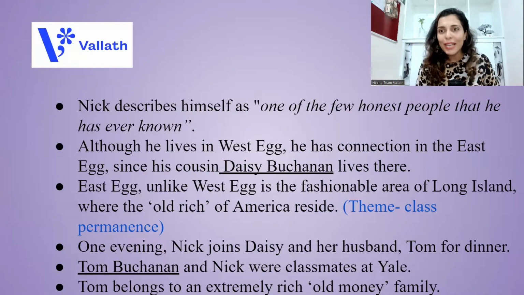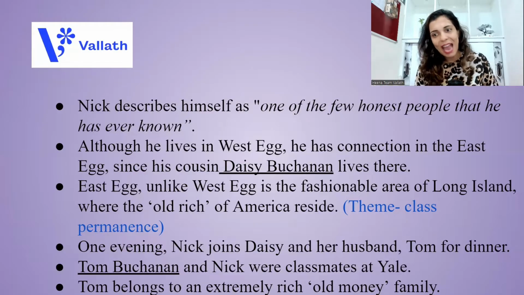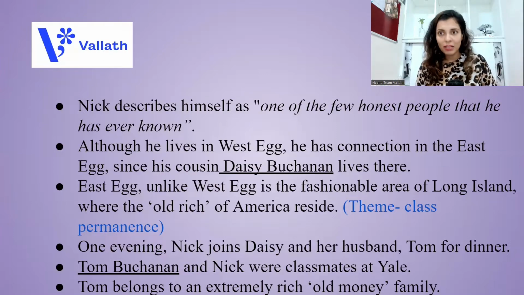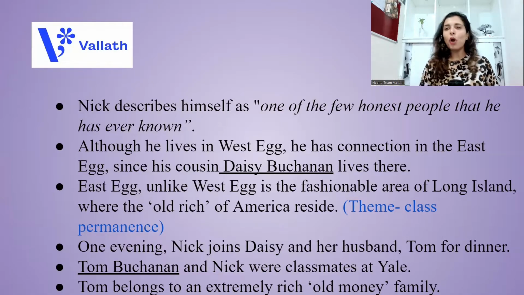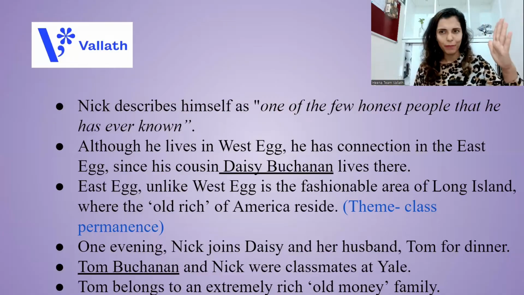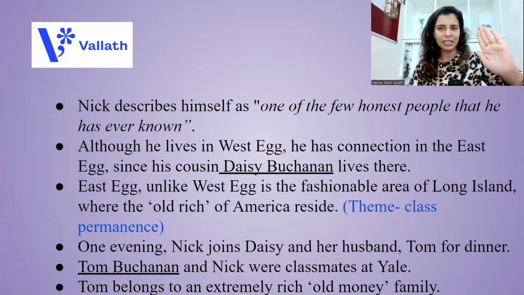Okay. Now, one evening, Nick joins Daisy and her husband, Tom Buchanan, for dinner. Tom Buchanan and Nick were classmates at Yale, which means they know each other. And also, Tom is this athletic guy who was very good at football in his college days. Tom belongs to an extremely rich old money family, and he thinks of himself to be superior. Okay? Take Tom's personality like this.